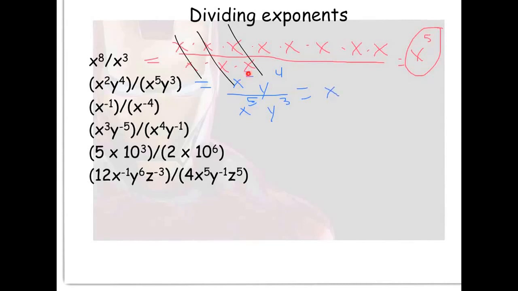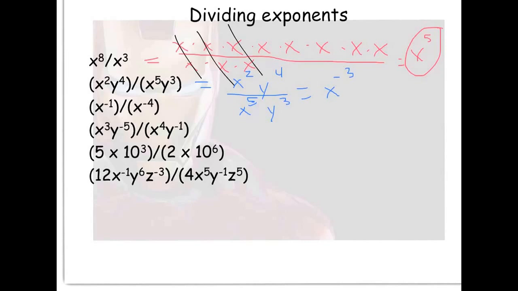So we have 2 minus 5. This is where you have to be very, very careful with your integer rules. 2 minus 5 is not 3. 2 is smaller than 5, so when we subtract we get negative 3. And of course we're going to do something with that because you can't leave negative exponents in your final answer.